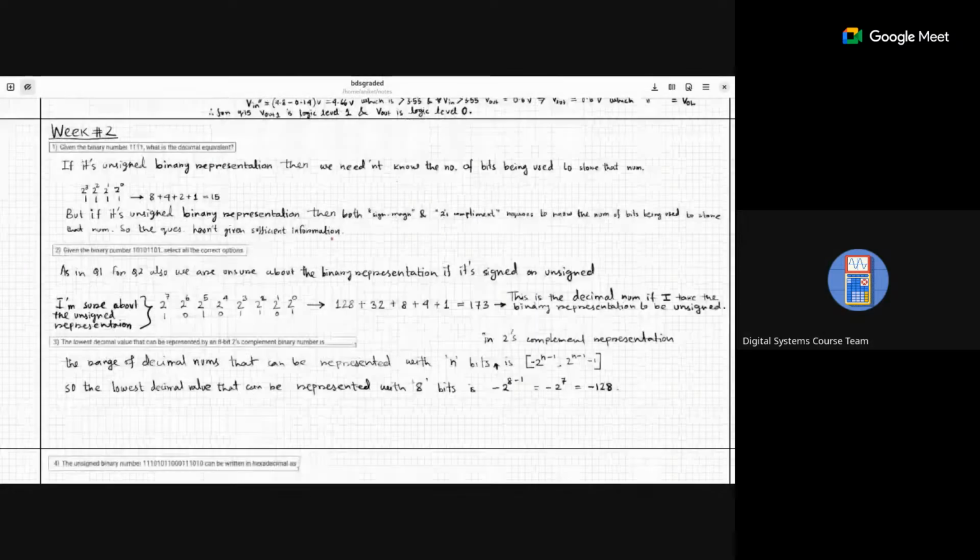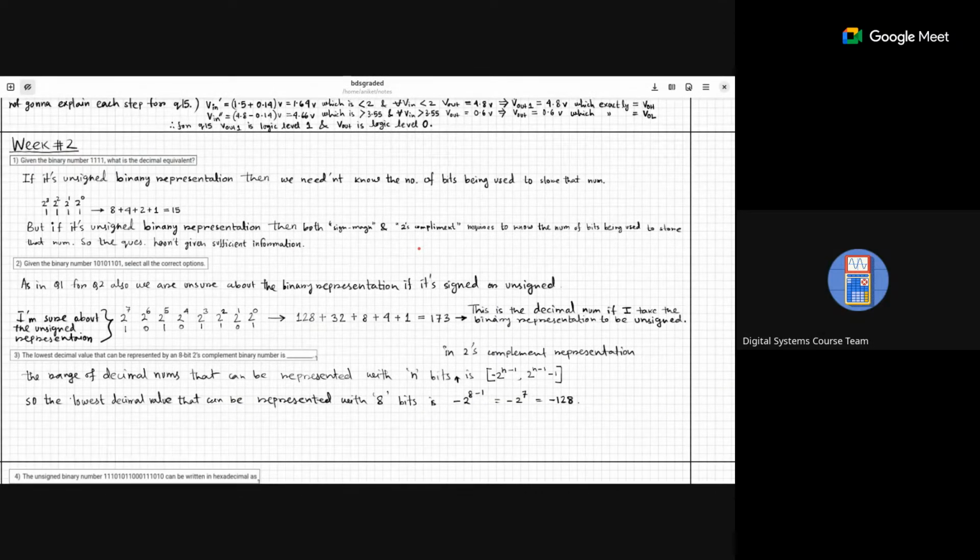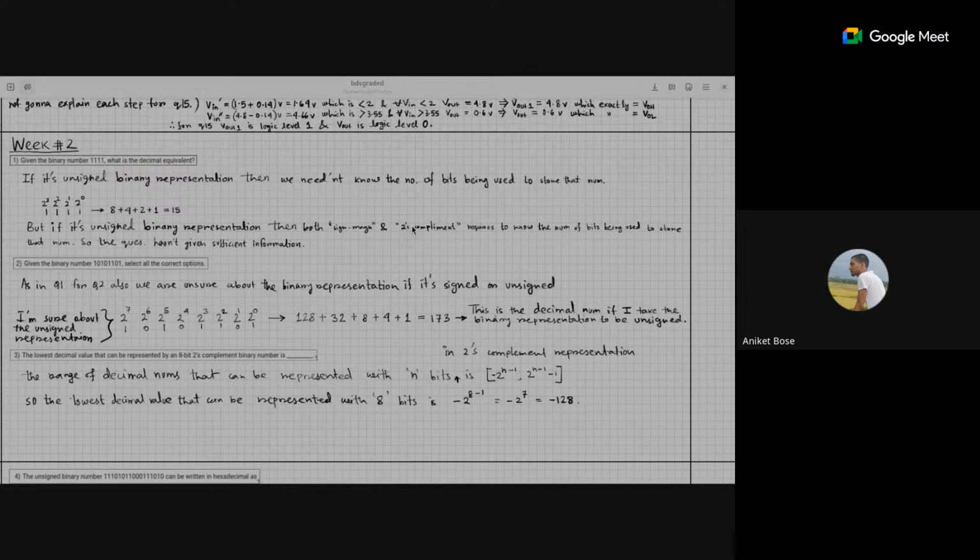What is your point? Because of the first question, the second question should also have only one correct option, right? Because the number of bits is not given in the second question. In the first question also, because the number of bits is not given, the data is insufficient. Otherwise, the data is sufficient.